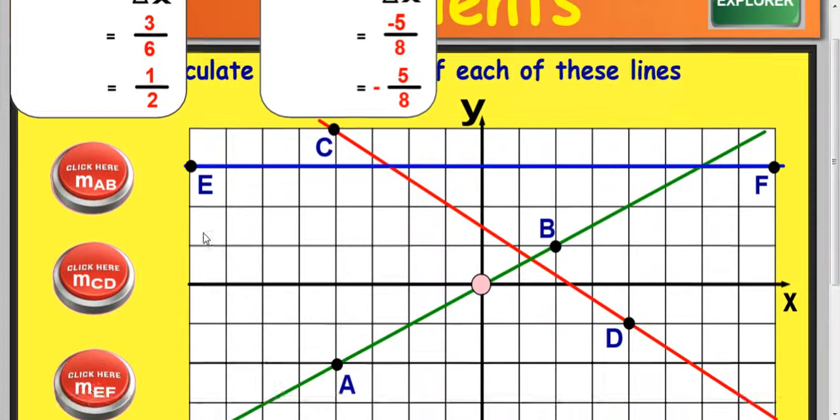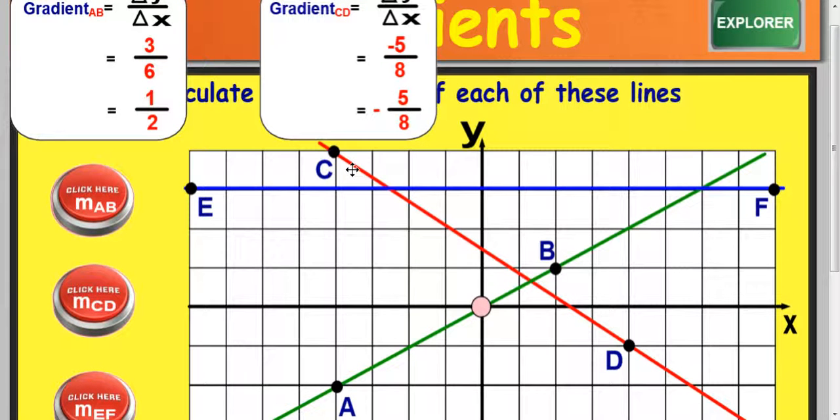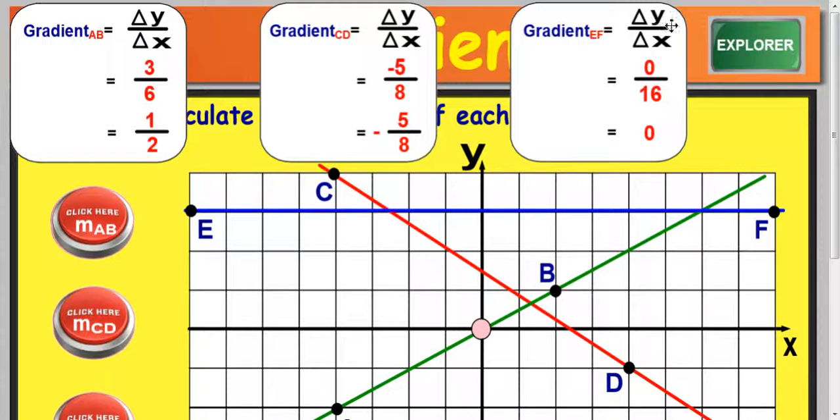Now, the last one, the gradient of EF, E to F. So in this case there is no rise, it's just all about the run. So really, just looking at it you can say, well, there is no gradient, there's no slope at all to it, so the gradient's just 0. But if you want to do the maths behind it, it's really the change in y's is 0 and the x's is 16 from E to F. Or the rise is 0 and the run is 16. Now 0 divided by 16 is just nothing.